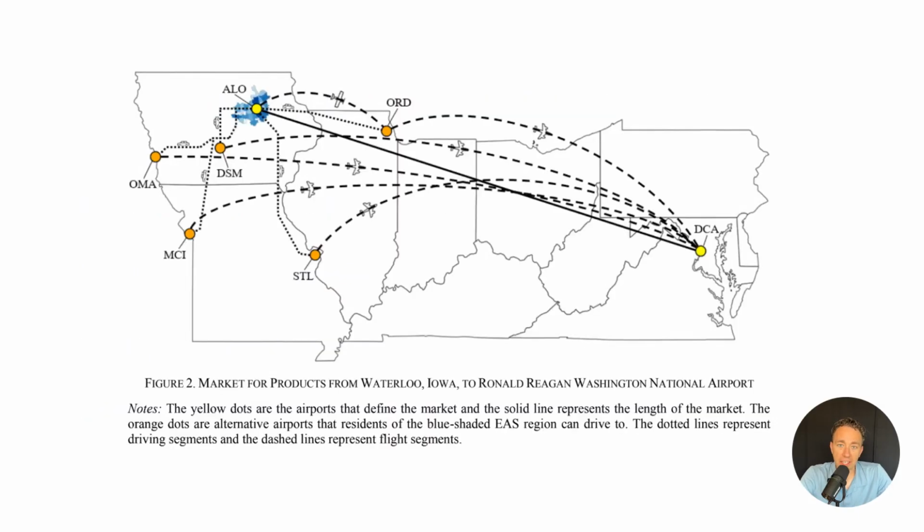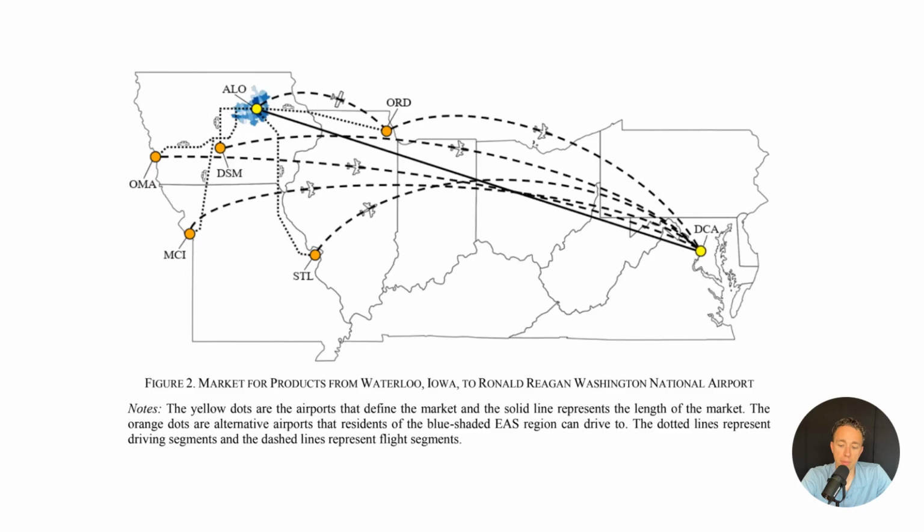What is being analyzed, or what is the choice set in this paper? We can think of somebody trying to go between Waterloo, Iowa and Washington, D.C. Reagan Airport. And there's a bunch of different ways that they can get there. They could take a direct flight, which is subsidized by the EAS program. They could take a flight to Chicago and then to DC on a regular airline, or they could drive to a bunch of nearby airports and then take a direct flight to Washington, DC.